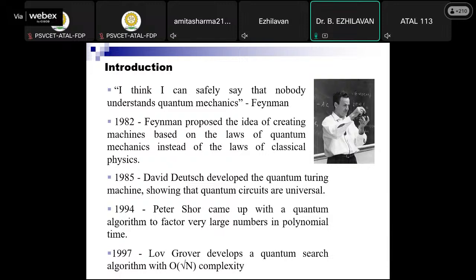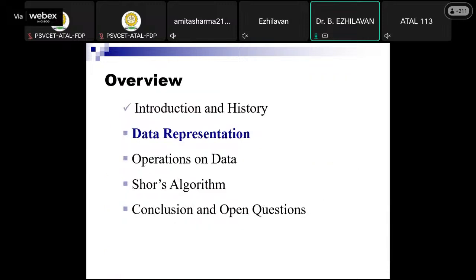In 1994, Peter Shor came up with a quantum algorithm to factor very large numbers in polynomial time. Then in 1997, Lov Grover developed a quantum search algorithm with root of n complexity. Now we go for data representation, then operations on data, Shor's algorithm, then conclusion and open questions.